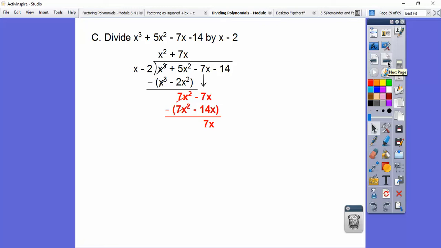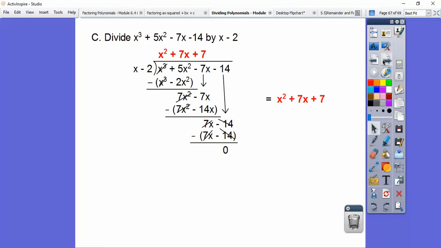And then we slide the next number down, and then we do it again. So x times what gives us 7x, okay? X times 7 gives us 7x, and then we multiply, okay? And then we subtract, and we get 0 on this, okay? So our answer is just that top piece right there. There is no remainder, okay?